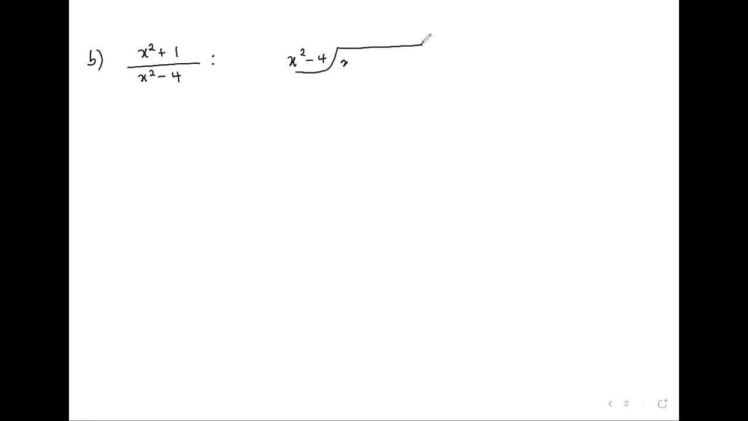We are dividing. What is x squared in x squared? 1. 1 times x squared, x squared. 1 times -4, -4. As usual, subtract. Get 0, 1 minus 4. Get 5.